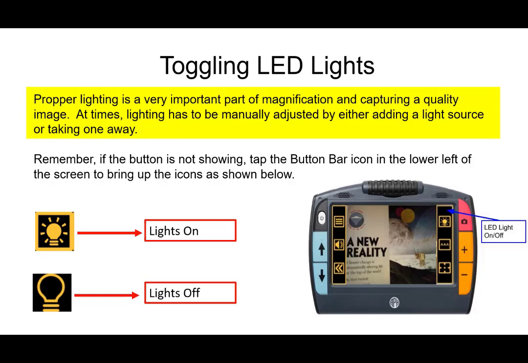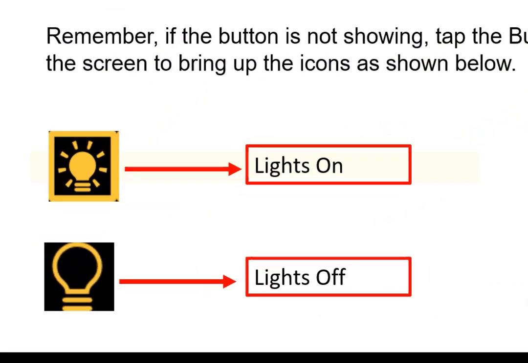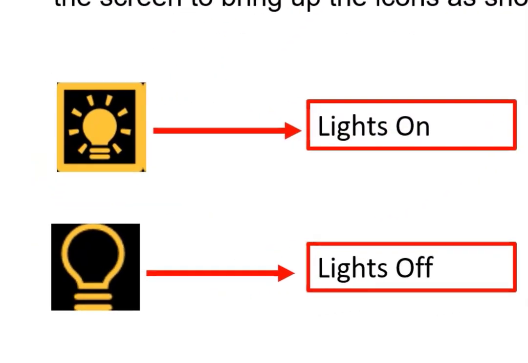So this LED light isn't the only option you have. If you have a lamp and you're doing OCR, I highly recommend that. But this section is just talking about enabling and disabling the LED lights. Remember that if the button is not showing, you can tap the button icon bar in the lower left, but in this case it is showing, and we've talked about that it's located in that upper right-hand corner of the screen, and these icons show what the icon will look like.